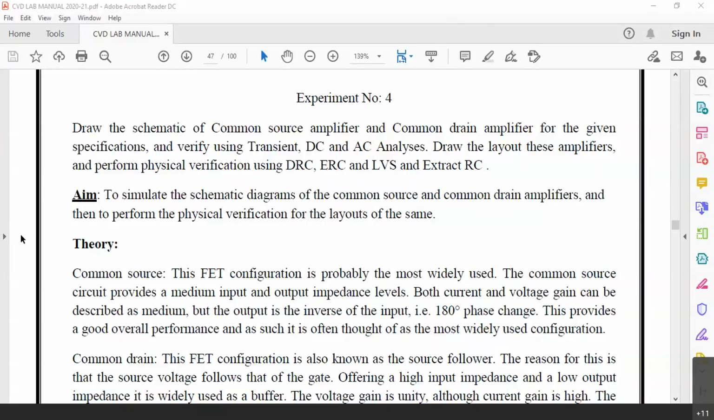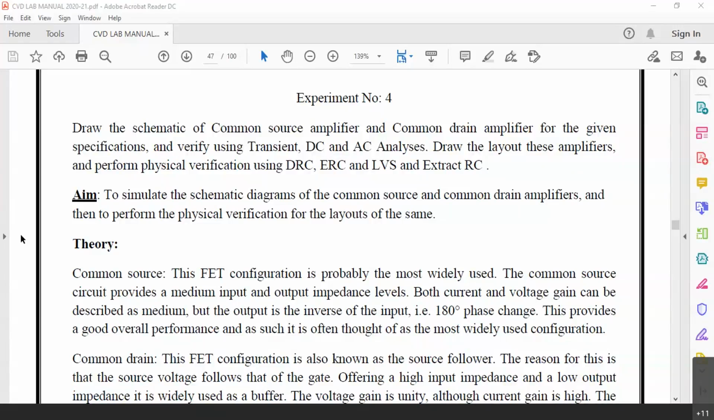So we thought, let us introduce these amplifiers to you in this semester and let its theory part be dealt with in the next semester in detail. But whatever is the theory part required for conducting this experiment, that we will be dealing with in the lab class itself.